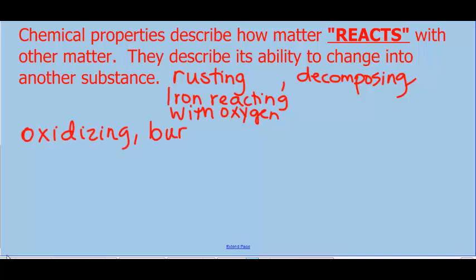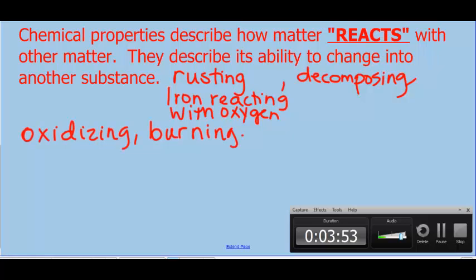burning. It's a busy place here today. Those are all examples of chemical properties.